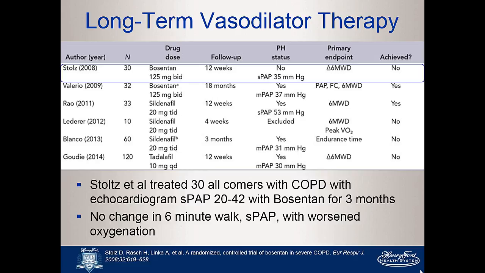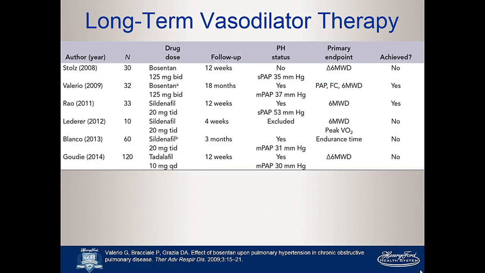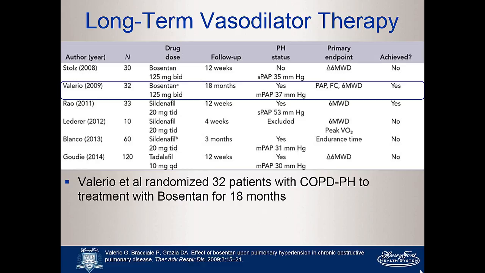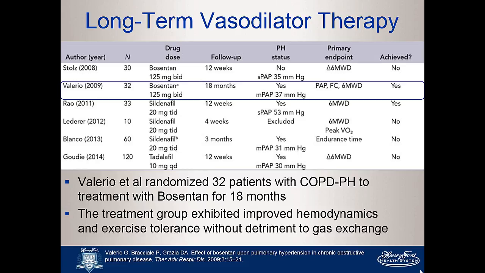The study did not meet its endpoints. There was no change in 6-minute walk, systolic PA pressures, and those patients all had worsened oxygenation. But if we look a little bit further at patients that do have PH, with hemodynamic data, right heart cath, mean PA pressures on average of 37, in the second trial another 30 patients with COPD-related PH were treated with bosentan for 18 months. The treatment group exhibited improved hemodynamics, they had improved exercise tolerance, and they did not appear to have a detriment to their gas exchange over time.